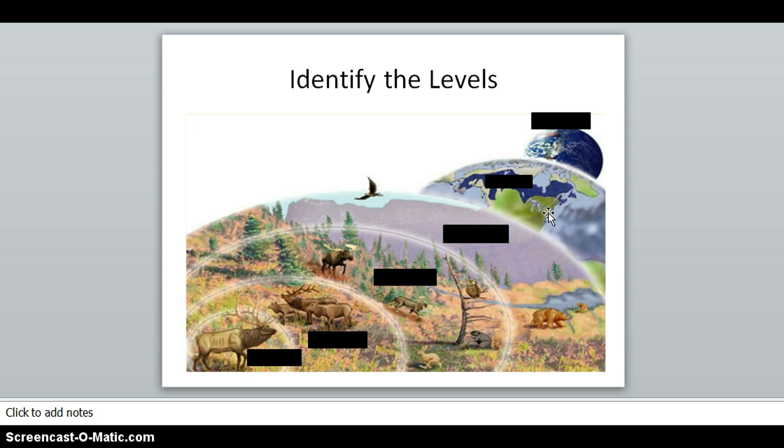I like this picture because it's a good visual of how each larger level of organization includes the smaller ones beneath it. The black boxes are hiding the names of levels of organization. See if you can name all 7 levels just looking at the picture.